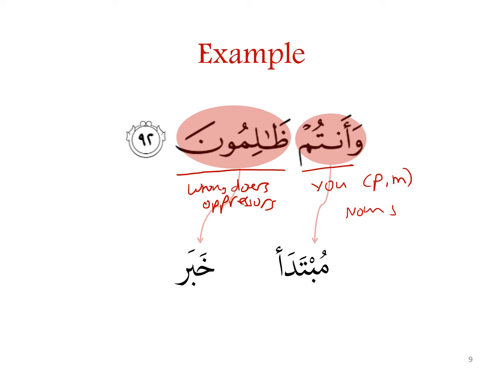وَأَنْتُمْ ظَالِمُونَ. And you, plural, are wrongdoers. So depending on whether it's a singular or plural context, we'd use is or are, and that are comes between the mubtada and the khabar.